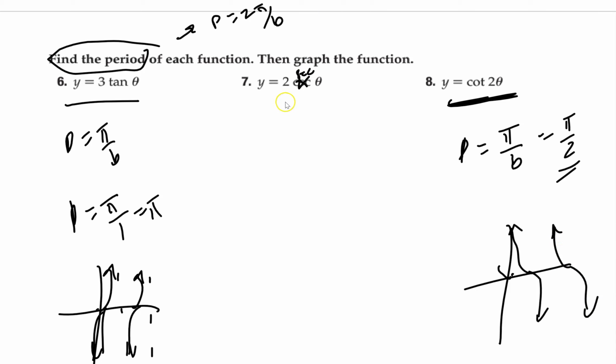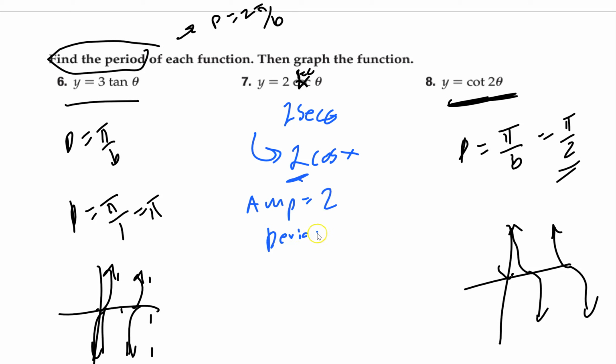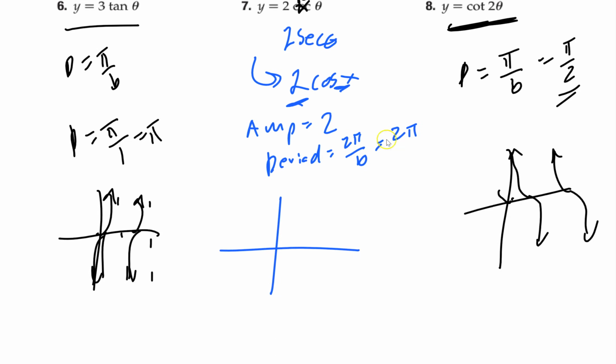Anyway, let's finish this off with 2 secant. So again, the way you graph secant, you just want to graph its reciprocal function, which in this case is 2 cosine. So I'll find the amp, which is 2, the number in front. Find the period, 2 pi over b. There's no b, so just 2 pi. And then if I'm going to draw it, I've got to go all the way to 2 pi.